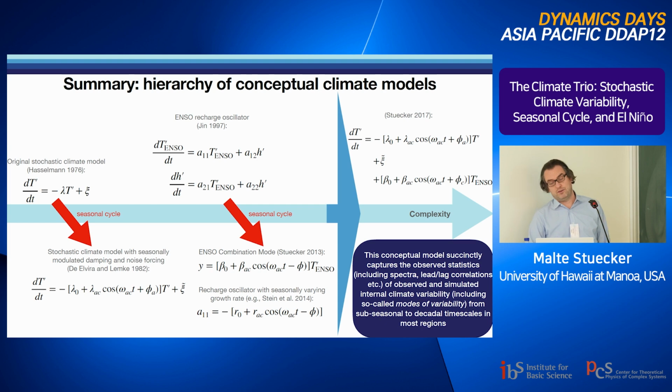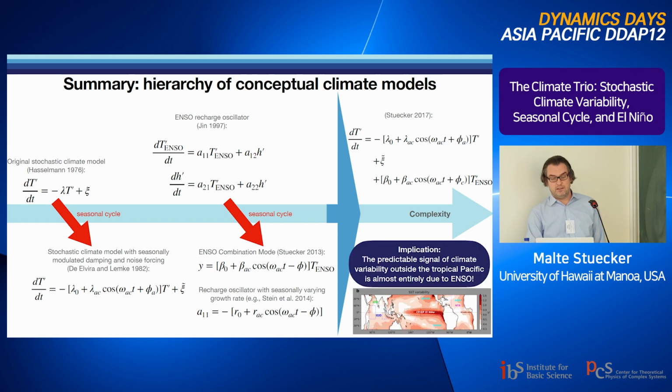And this includes things like spectra, lead-lag correlations, and so on. And then finally, I think this has a strong implication. I would argue that we have some support to say that the predictable signal of climate variability outside of the tropical Pacific is almost entirely due to ENSO.